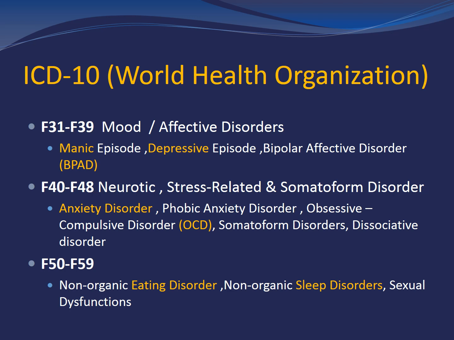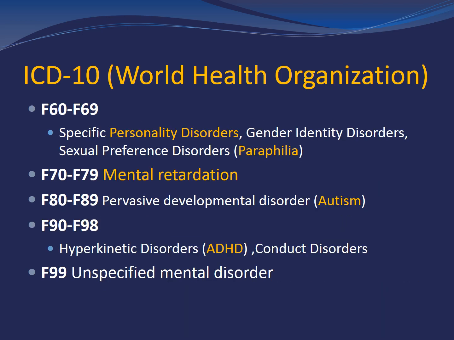F50 to 59 talking about non-organic eating and sleeping disorders along with the sexual dysfunctions. Remember, most important F40 and F30 category. F60 talking about personality disorders along with sexual preference, paraphilias. F70 talking about mental retardation.